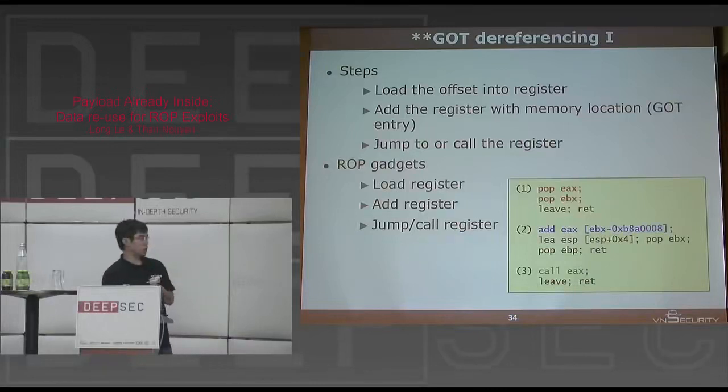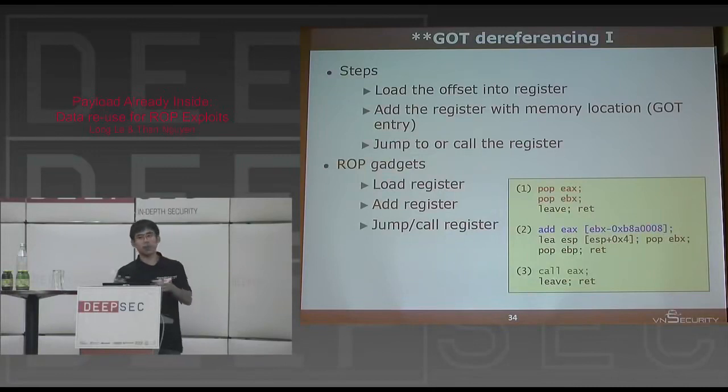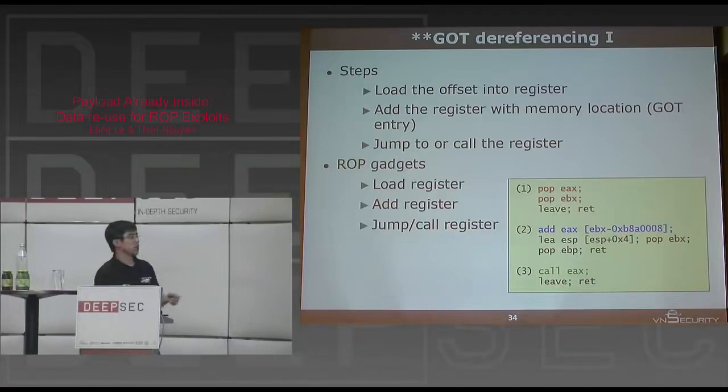For example, you need something like load register, add register, and jump. So this one is pop EAX, pop EBX, and so on. Then you can load those two values in. Then here you have, let's say, add EAX with whatever value is inside this memory location, to EAX. So now EAX contains the address of whatever libc function you want to resolve. Then the last thing, you return into something like call EAX or jump EAX or something like that.